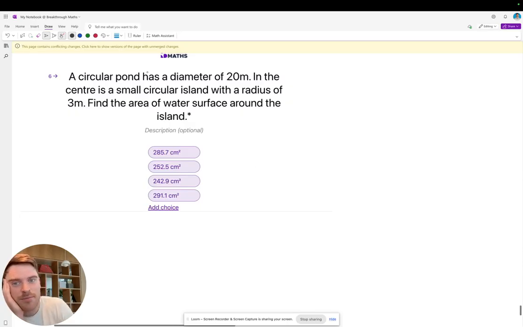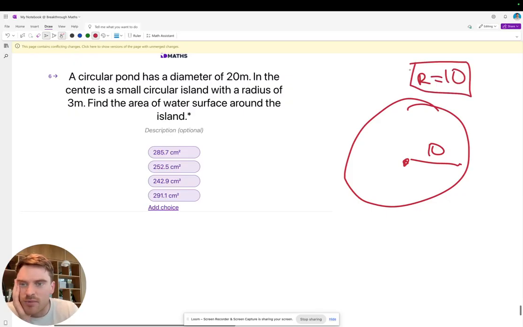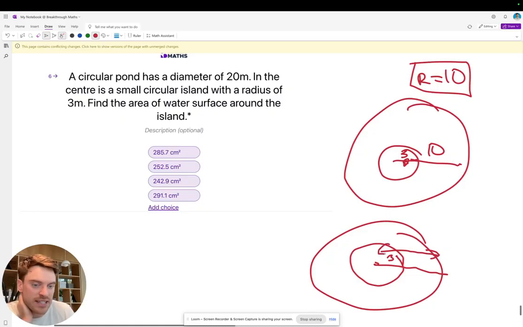The circular pond has a diameter of 20, so that means the radius is 10. That's the first thing I'm thinking. So I draw the pond. The radius is 10. Then there's a small circular island with a radius of 3 meters. The key part of this is that there's another island in here that has a radius of 3, and from here to here is 10. Does that make sense?